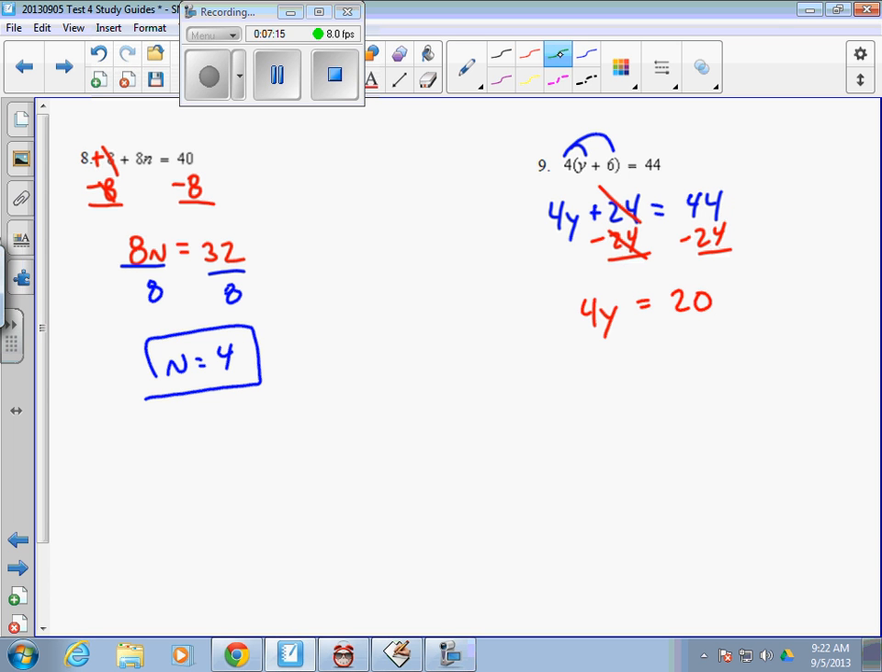Get rid of 4 times something by dividing by 4. You do it to the left, do the same to the right. These will cancel, leave you with just y. 20 divided by 4 is 5.